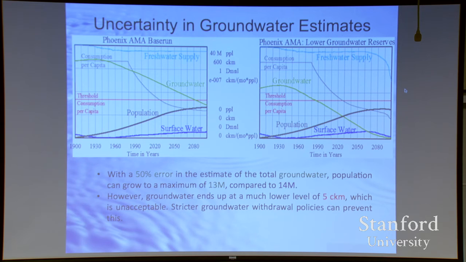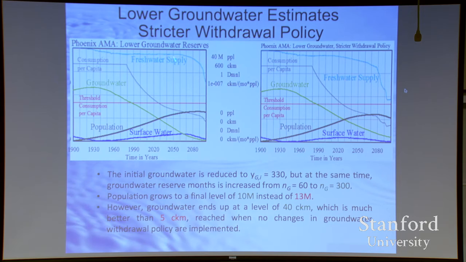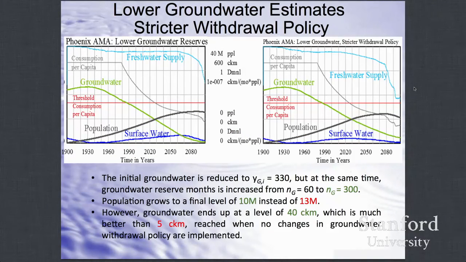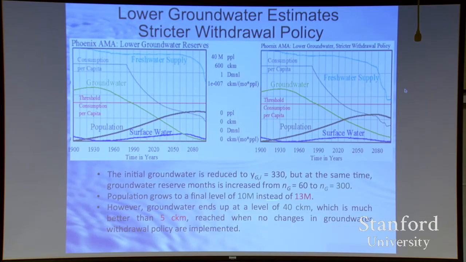So again, this scenario shows how important it is to have long-term planning, long-term stricter withdrawal policies for groundwater sources. We changed that in this scenario, and we show that population has to drop back down, so it ends up being 10 million instead of 13 million in that period. But we can bring up the level of groundwater from 5 ckm, which is really unacceptable, to something like around 40 ckm. So again, this example shows how important it is that we plan for not just 1 year, 5 years, but for a longer future.